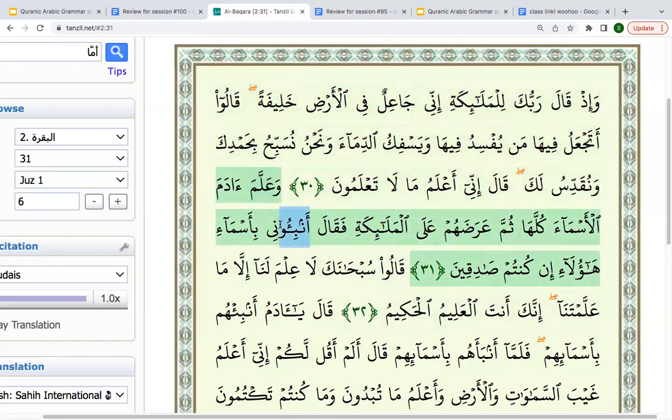Ambiuni. Aslimuni. Ambiuni. This is mazid fihi, family number 4. Now see, is it amr or what? Or madi or mudari? In amr, if it was fail madi, it would have been amba'a. But this is ambi'u.